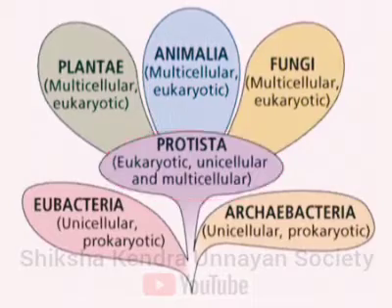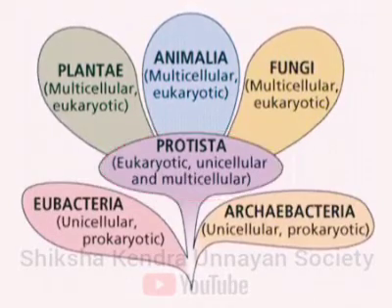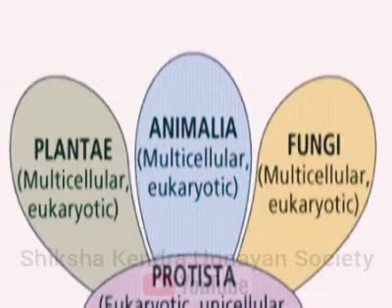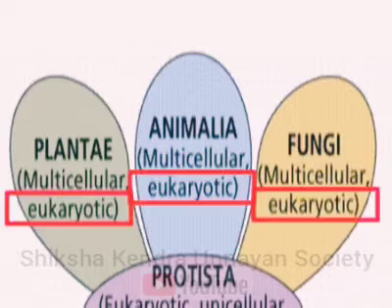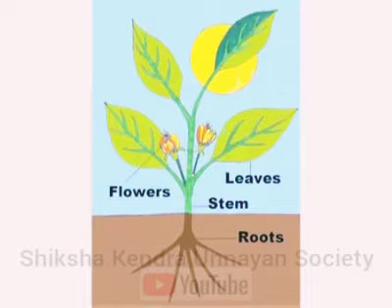That is, the cell organelles are defined and are enclosed by a membrane. Plantae, Animalia, and Fungi, on the other hand, are all multicellular organisms. They are eukaryotes. Initially, the fungi were placed along with the plantae, but because they are not differentiated into the three distinct regions, root, stem, and leaves, that is, there is no differentiation of the plant body, they were grouped separately into kingdom Fungi.